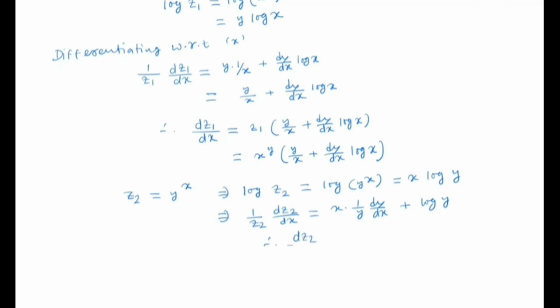So dz2/dx is nothing but z2 times (x/y dy/dx + log y). And what is z2? z2 is y^x (x/y dy/dx + log y). Now come to our original equation, which is nothing but z1 + z2 = 1.